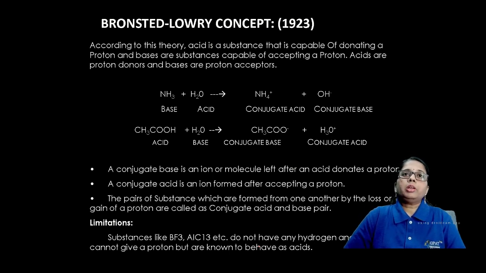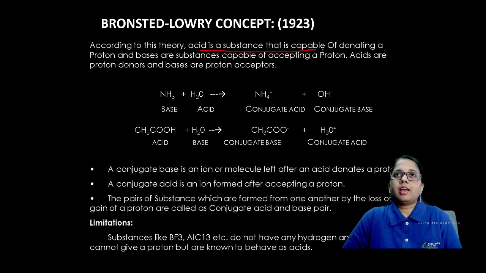Now coming to the next concept, that is the Bronsted-Lowry concept. According to this theory, what is an acid? An acid is a substance that is capable of donating a proton, and bases are substances capable of accepting a proton. According to Bronsted, acids are donating a proton, whereas bases are capable of accepting a proton. So acids are the proton donors and bases are the proton acceptors. In this way Bronsted-Lowry defined what acids and bases are.